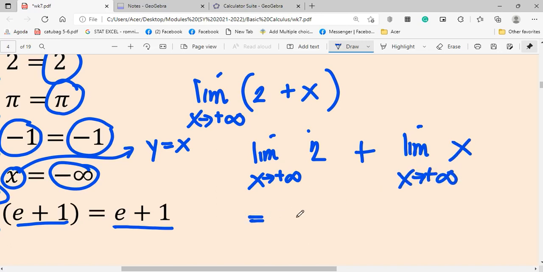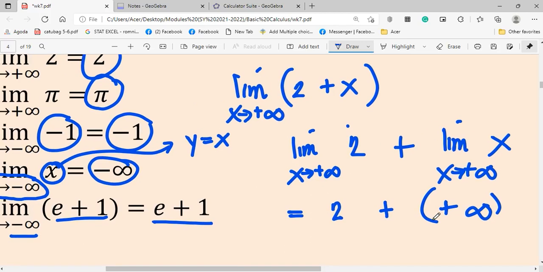And sabi natin, limit of constant is constant, so that is 2. And identity function y is equal to x follows the behavior of x. That when x keeps on increasing, that will also increase. So, paano ito? 2 plus positive infinity. What does it mean? Okay, that is another question. And as we go through, malalaman nyo sila.